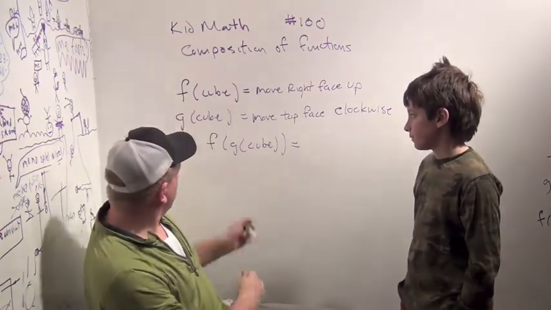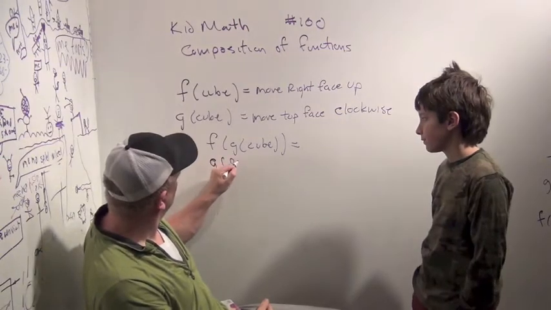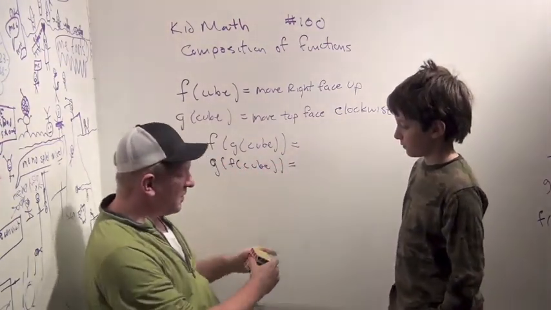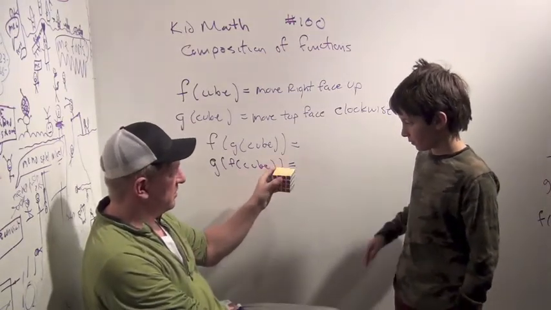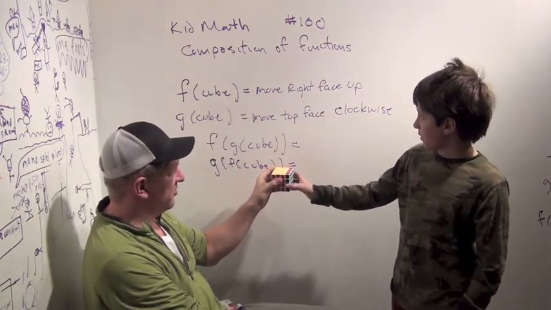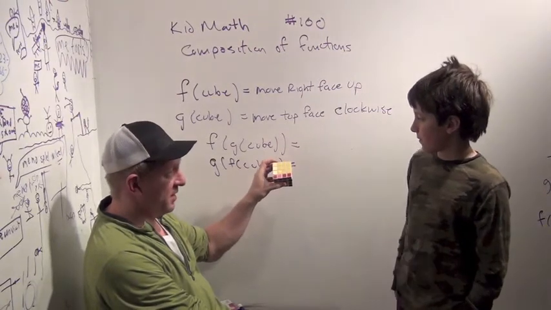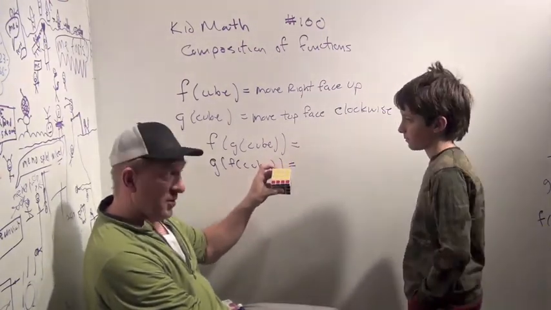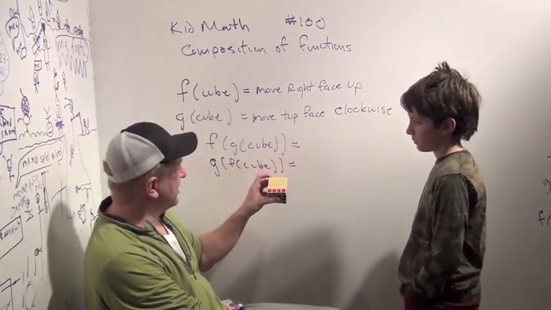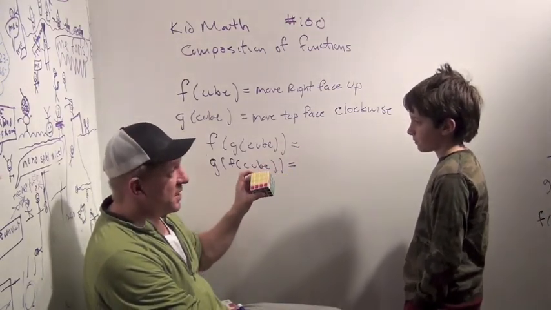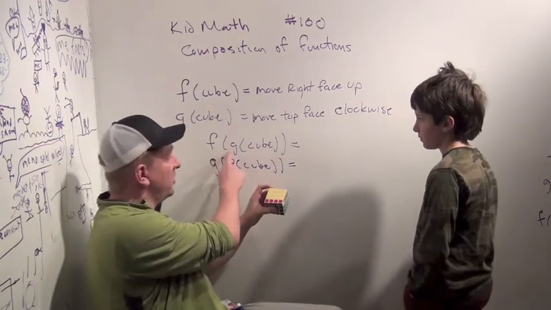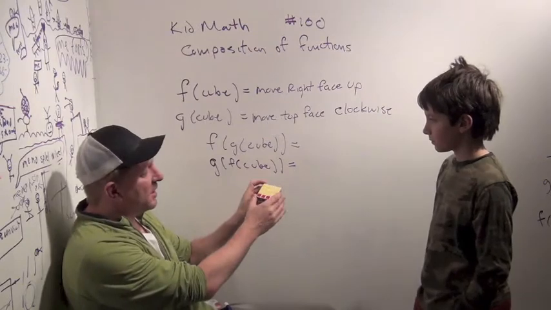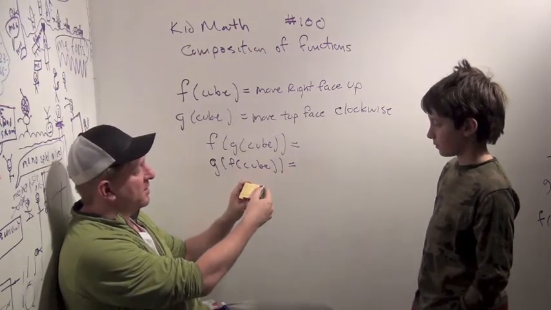Now let's go back. Let's do g of f of cube and see what we get. What's f of cube? And what's g of cube? Is that the same thing? Nope. So that's pretty interesting. We're starting to see composition of functions is not commutative. f of g of cube is not the same thing as g of f of cube. It's an interesting thing to see on a Rubik's cube.